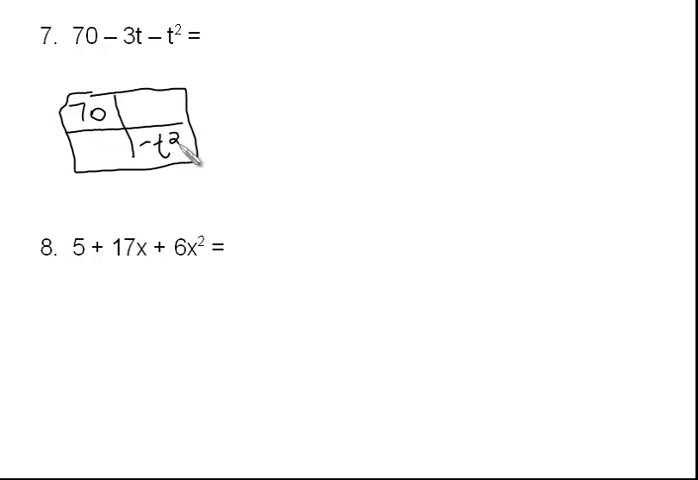It just so happens that that t squared we're used to seeing in the upper left is in the bottom right. We need these terms to add to be negative 3t, and multiply to be negative 70 t squared.